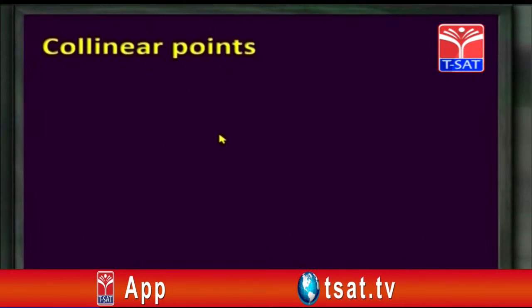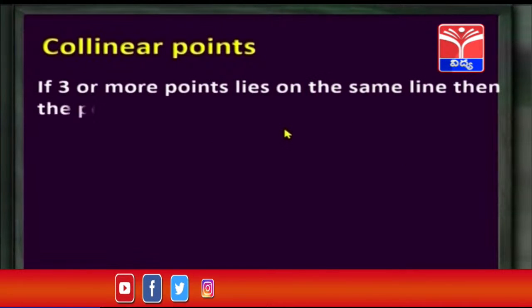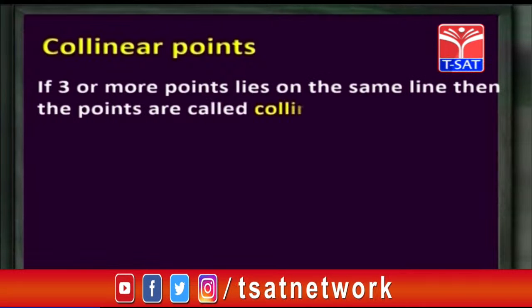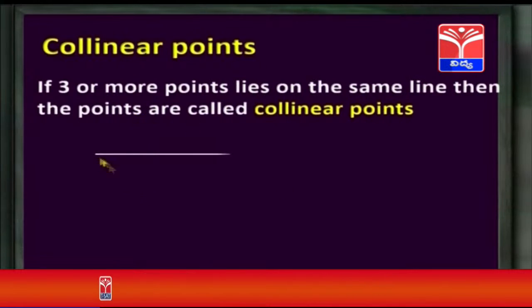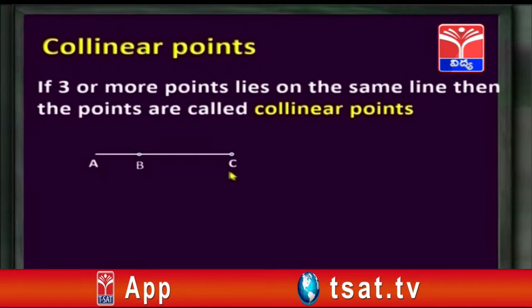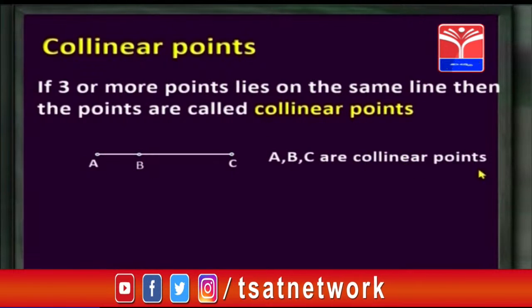Next, collinear points. If three or more points lie on the same line, then the points are called collinear points. If you observe the points here, A, B, C, these 3 points are lying on the same line, so we can say A, B, C are collinear points.